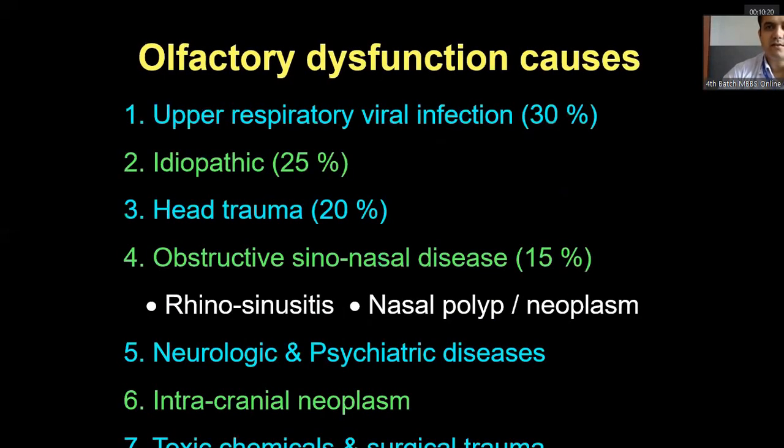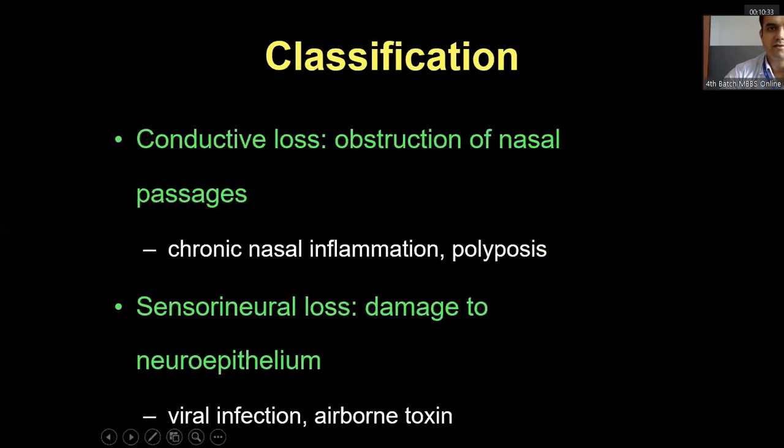Okay, so olfactory dysfunction is caused by upper respiratory viral infection, idiopathic causes, head trauma, sinonasal diseases, neurologic and psychiatric diseases, and intracranial neoplasms. Now, classification. Just like hearing loss, it is classified into conductive loss and sensorineural loss. Conductive loss occurs if there is some sort of mass in the nasal cavity or some inflammation due to which there is edema, and sensorineural loss is damage to the neuroepithelium.